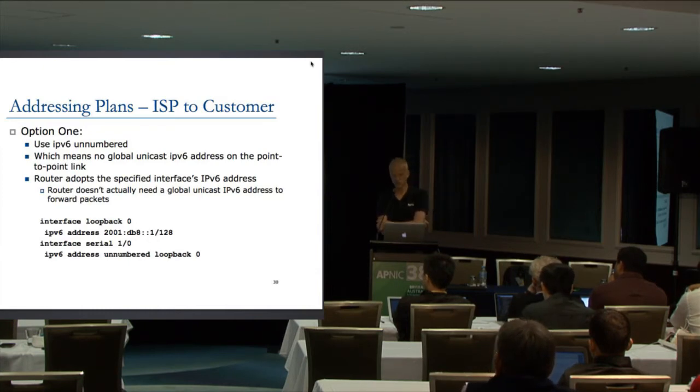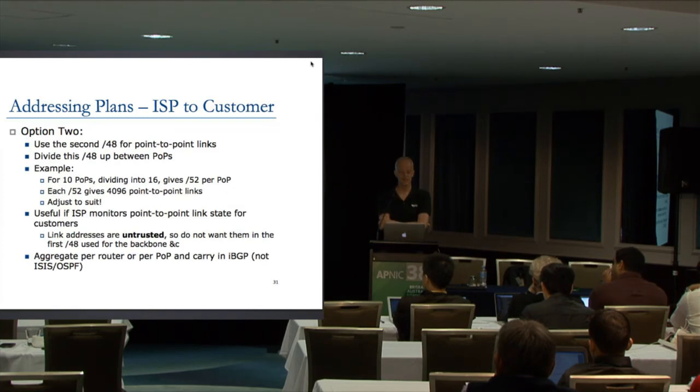Otherwise, use real addresses, or global unicast addresses, for the point-to-point links. And you can use a /48 for that or more. You can divide it up per PoP, give a /48 per point of presence. It depends how big your network is.